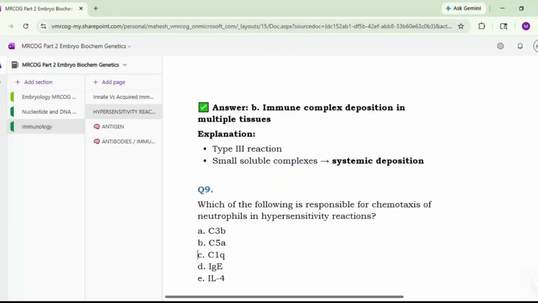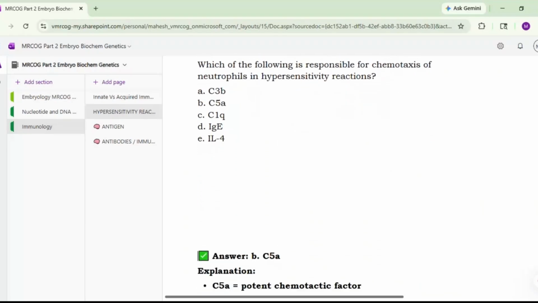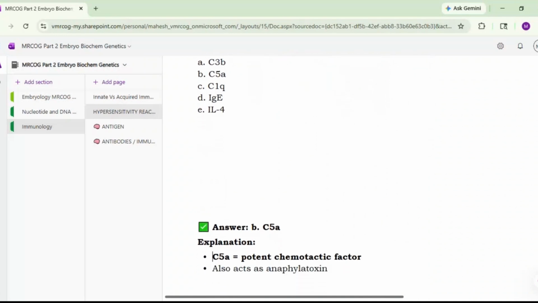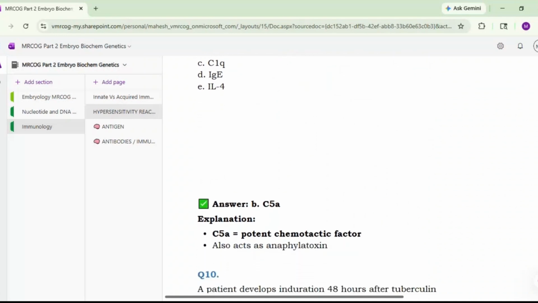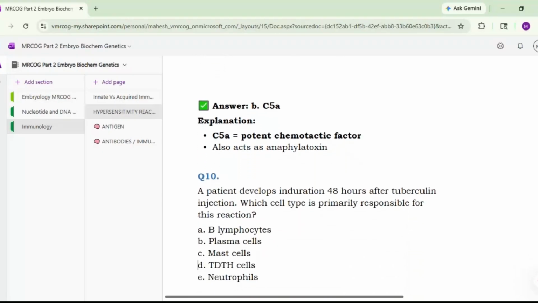Next. Which of the following is responsible for chemotaxis in neutrophils in hypersensitivity reaction? Sir, option B, C5a. Correct. C3a and C5a are chemotactic in nature, but here it is C5a only. C5a is a potent chemotactic factor and also acts as an anaphylatoxin.